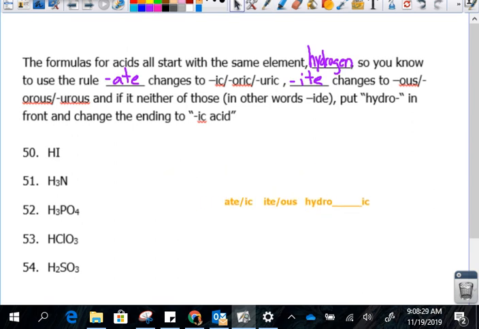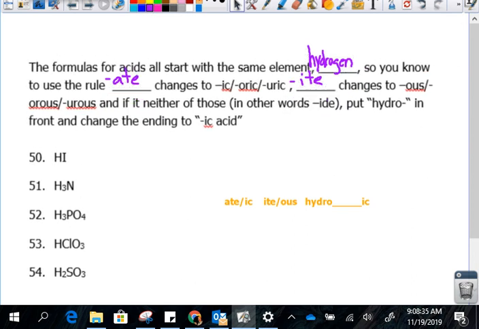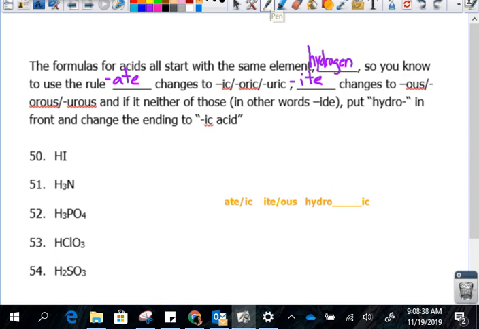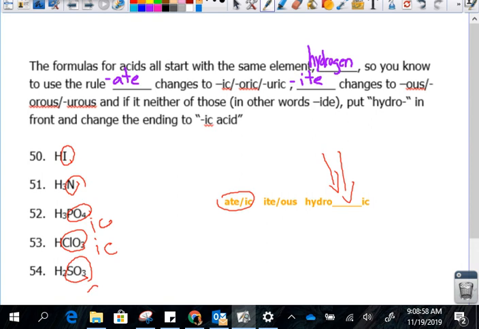So we've got to look at these things and figure out which rule is being applied. That is not what I meant to do. This is iodine, so we're probably just going to use the blank. This is nitrogen, we're just going to use the blank. This is phosphate, we're going to use the ate to ic. This is chlorate, we're going to use the ate to ic. This is sulfite, we're going to use the ite to us rule.